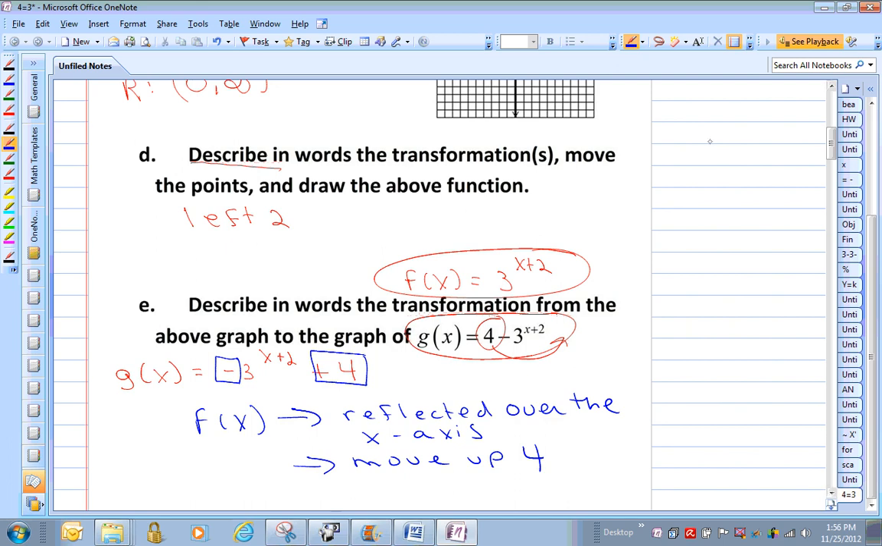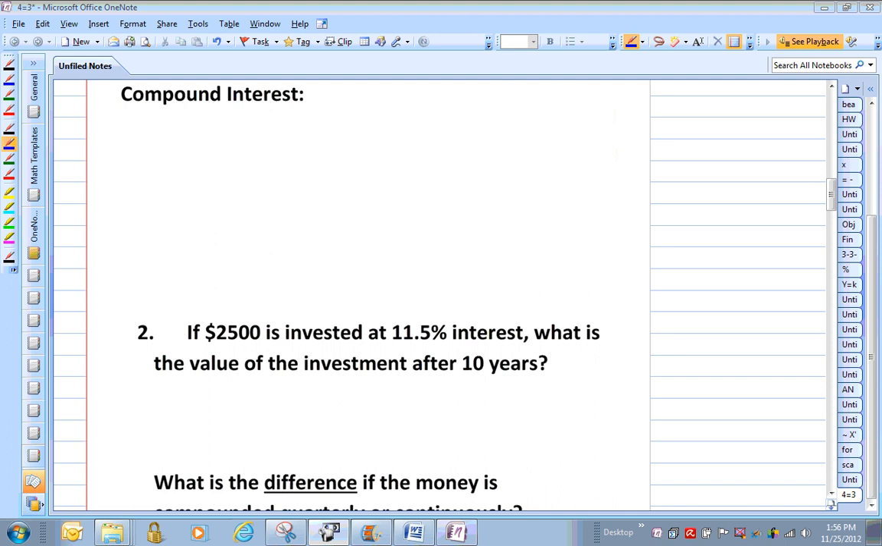All right, let's move on. All right, next we're going to talk about compound interest. There are two interest formulas. There are actually three interest formulas. There are two that I think are particularly important for this test.